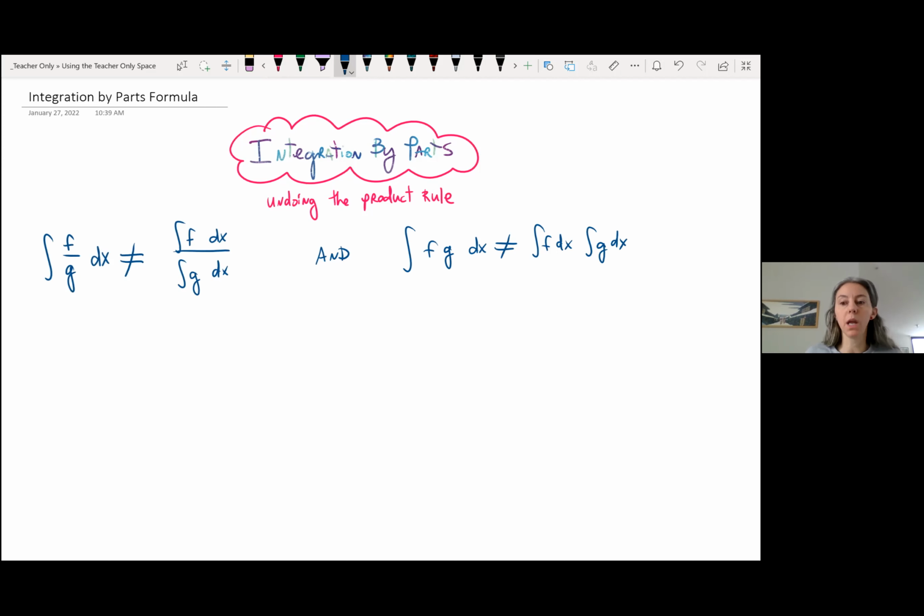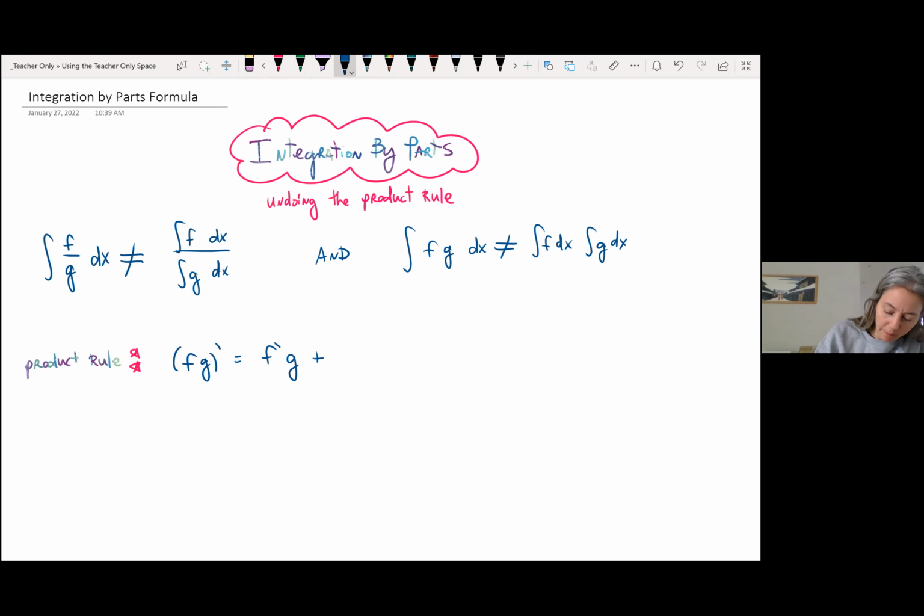So integration by parts, in undoing the product rule, is going to give us a way to think about this. If we want to undo the product rule, the first thing we need to do is remember the product rule. The product rule tells me that the derivative of f times g is equal to the derivative of the first times the second plus the first times the derivative of the second.